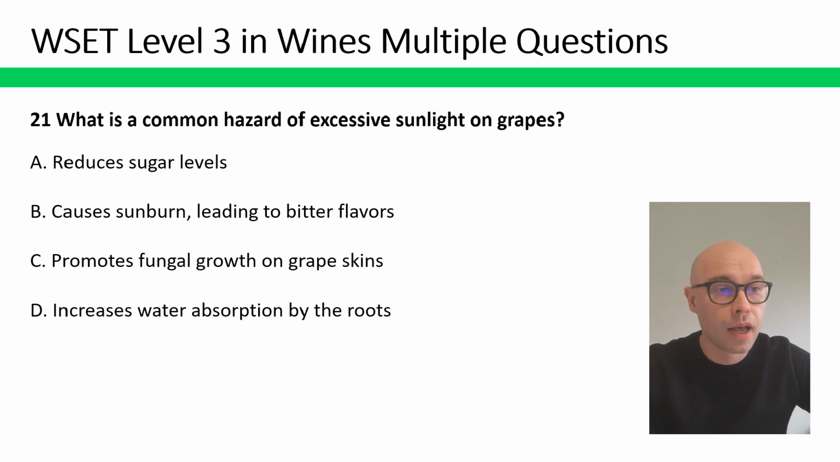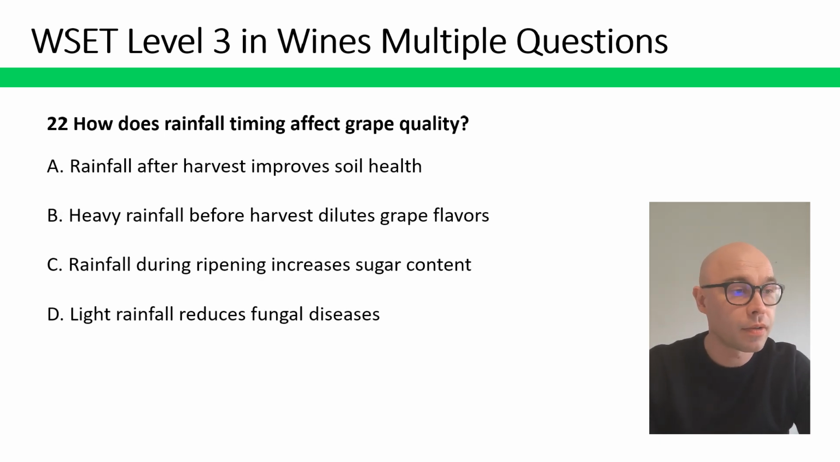leaves. How does rainfall timing affect grape quality? Rainfall after harvest improves soil health. Heavy rainfall before harvest dilutes grape flavors. Rainfall during ripening increases sugar accumulation. Light rainfall reduces fungal disease. The correct answer is B. Heavy rainfall before harvest dilutes grape flavors. I could have added here how rain affects grape quality in a negative way.